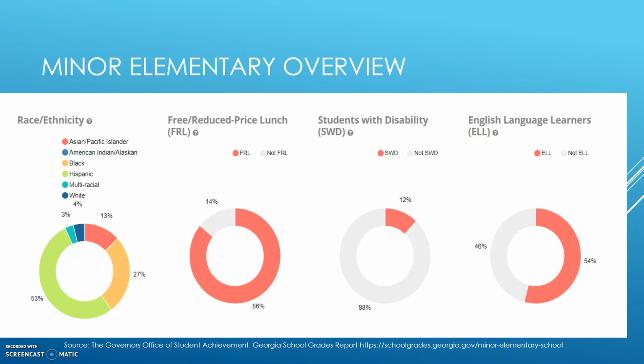Our percentage of free and reduced lunch is 86, so we are definitely a Title I school. 12% of our students have been identified with a learning disability, and 54% of our students are English language learners. So we are a very diverse school.